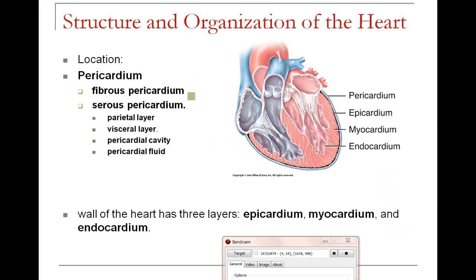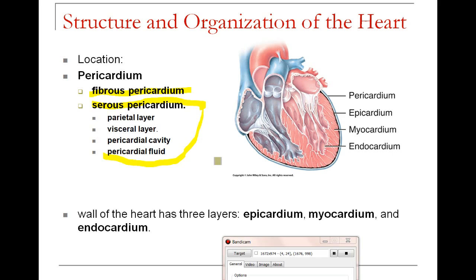Is the fibrous pericardium. So the fibrous pericardium is pretty tough. It's what you cut through to see the heart in the cat and the pig. Now the serous pericardium lays right on top of the heart. It produces serous fluid. Serous fluid in this case is called pericardial fluid.